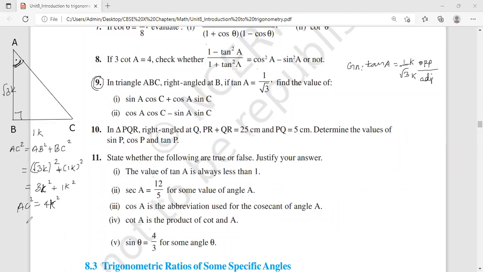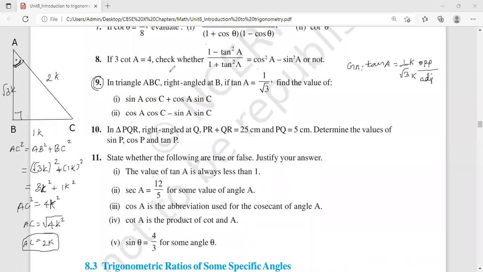Now this is the value of AC square. In order to get the value of AC, on the right hand side we have to take a root, and root of 4 will be 2. And root of k square will be k. So the value of AC is 2k, which we are going to write in the diagram. So now we have got the value of the hypotenuse, 2k.